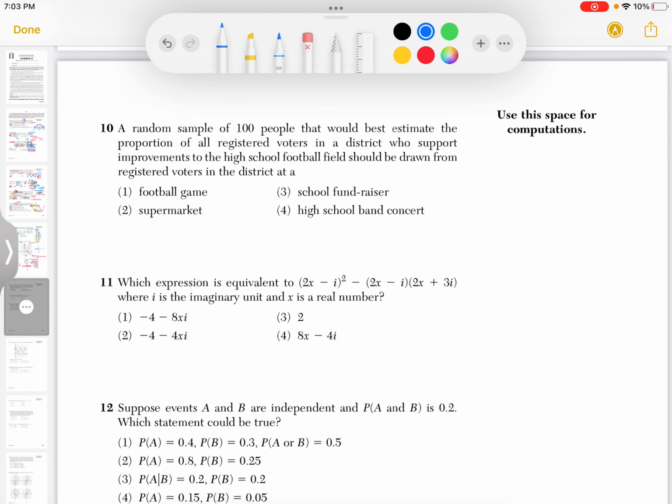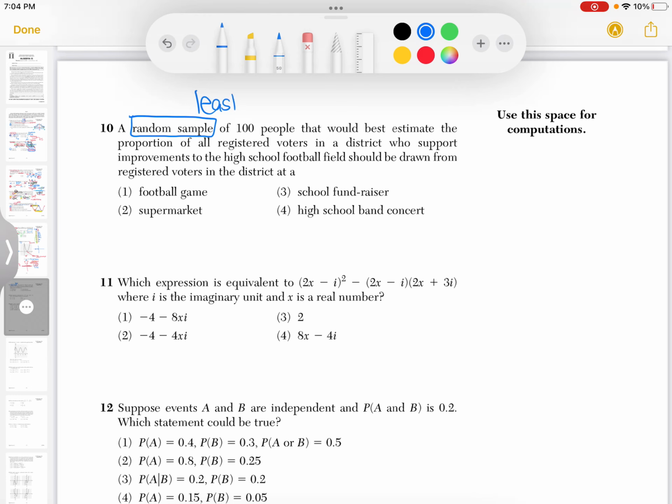All right, next one, let's get this out of the way. A random sample of 100 people that would best estimate the proportion of all registered voters in a district who support improvements to a high school football field should be drawn from registered voters in the district. That was a very long sentence.